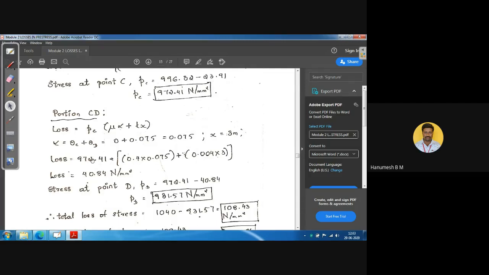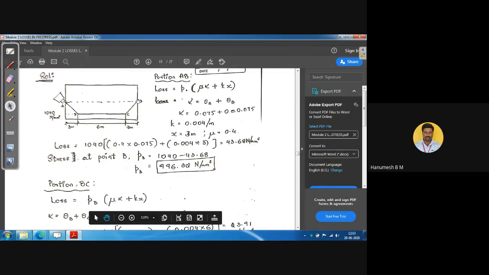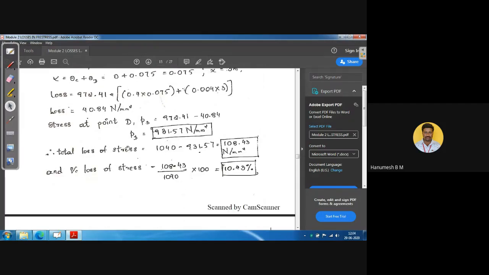Remaining portion x is equal to 3 meter. Now the loss is equal to 972.41 into mu alpha plus Kx. The loss will be 40.84 Newton per mm square. ಅಂದ್ರೆ C ಇಂದ D ಬರೋದ್ರೊಳಗೆ ಎಷ್ಟು ಲಾಸ್ ಆಗುತ್ತೆ 40.84 Newton per mm square ಲಾಸ್ ಆಗುತ್ತೆ. Now the stress at the final end, that is at point D, we need to subtract this value from 972.41 minus 40.84. Now the final stress at point D overcoming the frictional losses is 931.57 Newton per mm square.